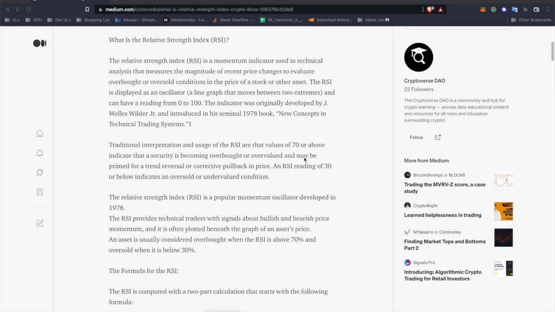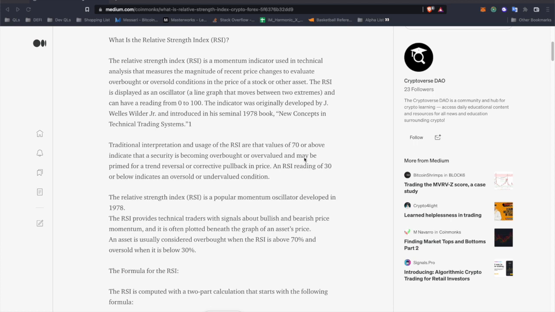Versus, again, if this indicator is showing you that the asset you're looking at is in an oversold condition, then, conversely, you're going to have the same thing. The price is more likely to correct upwards, which means a buy position is the smarter thing to go for. It's displayed as an oscillator, which is a line graph that moves between two extremes, and it can have a reading from 0 to 100.